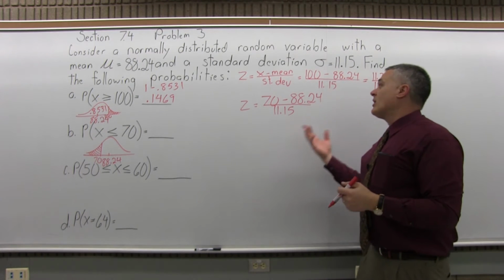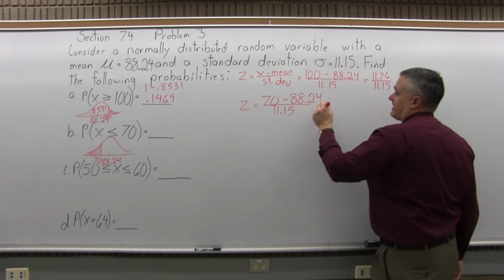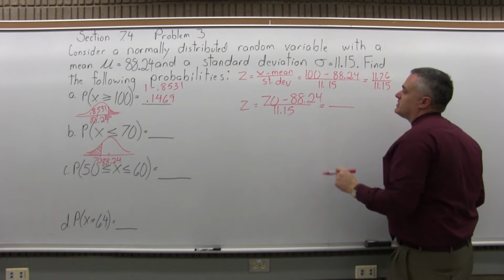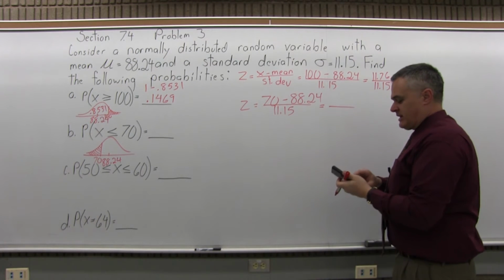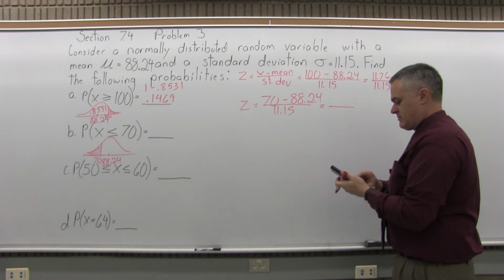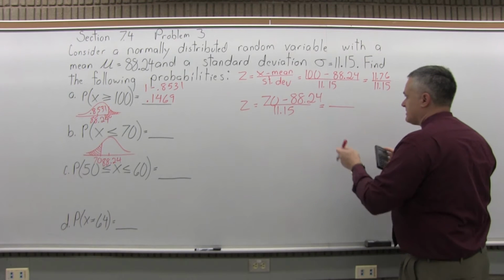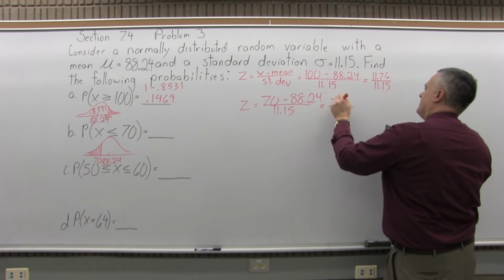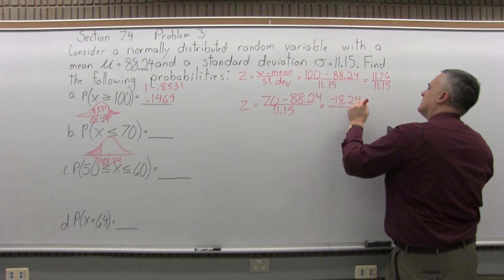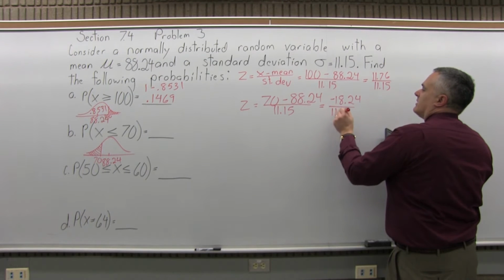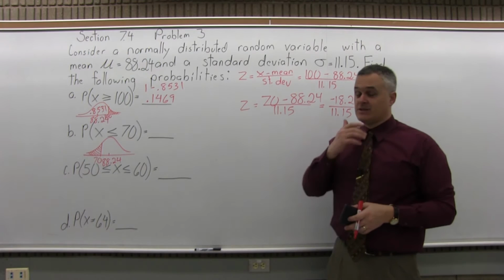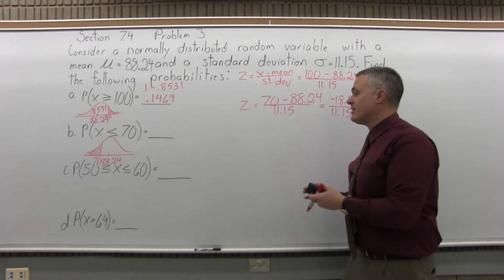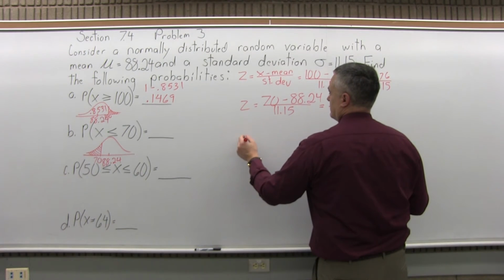So now I want to do the math. Again, I have some messy decimals. The top should be pretty easy. It looks like it should be negative 18.24, but the calculator will make sure of that. The top is, for sure, negative 18.24. And then the denominator, 11.15. Now again, that does not reduce easily, but the calculator will do it very easily.